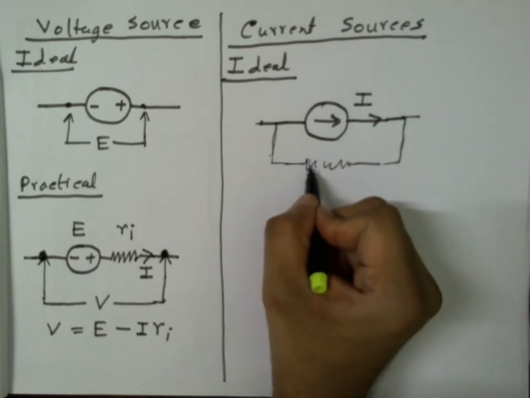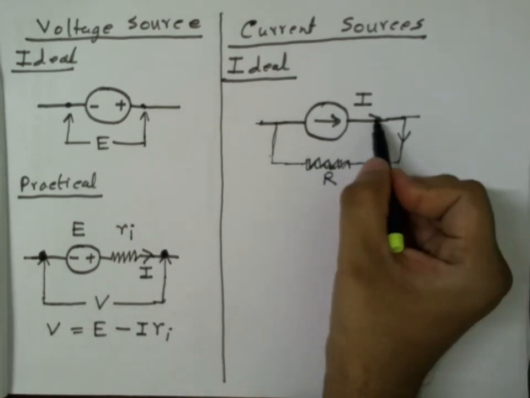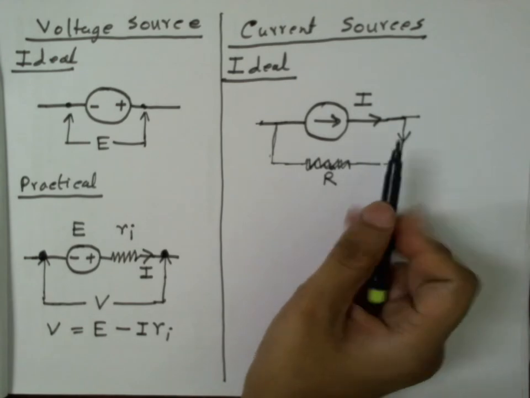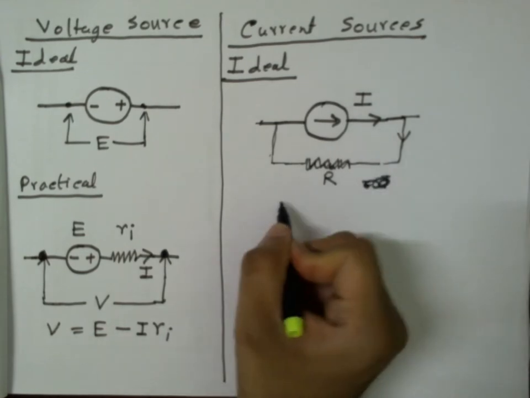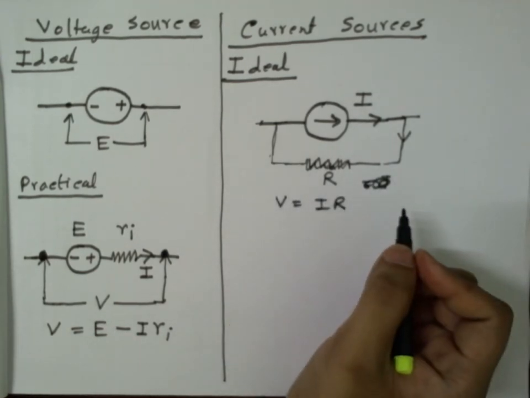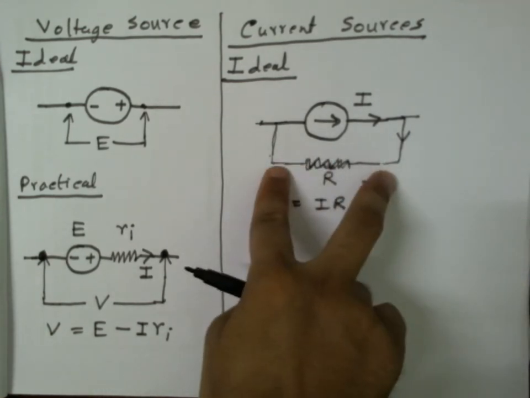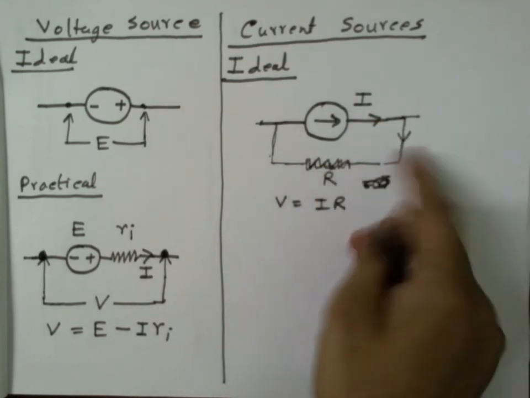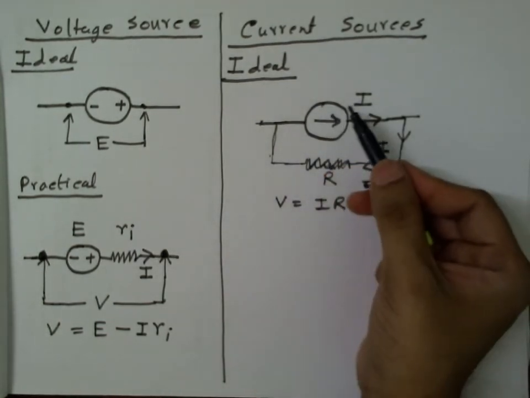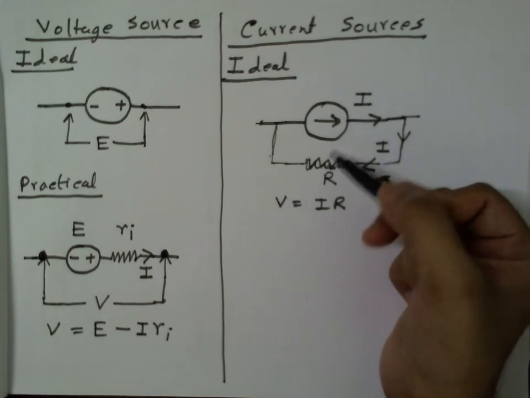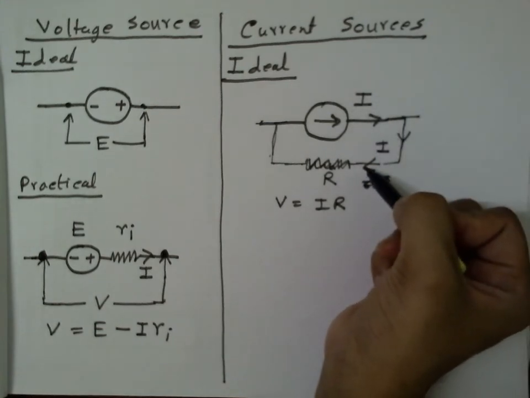In other words, if I connect a huge amount of resistance R, even then the voltage that will develop across this resistance will be equal to IR. So this voltage will be huge if I connect a huge resistance across an ideal current source, but this current will stay the same, which is equal to I. So an ideal current source is one which can generate any amount of EMF, no matter however high, to pass this required amount of current.